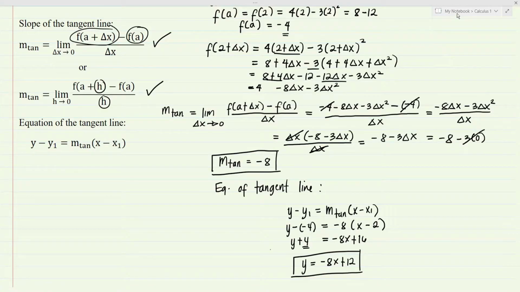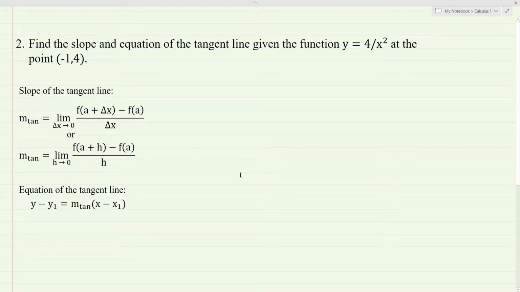Let's now solve problem number 2. For problem number 2, we have the function y equals 4 over x squared at the point negative 1, 4. So we would have to find the slope and equation of the tangent line at point negative 1, 4. For this problem, I would use the second equation for the slope of the tangent line. To start, a here would be the x coordinate of the given point. Therefore, a is equal to negative 1.